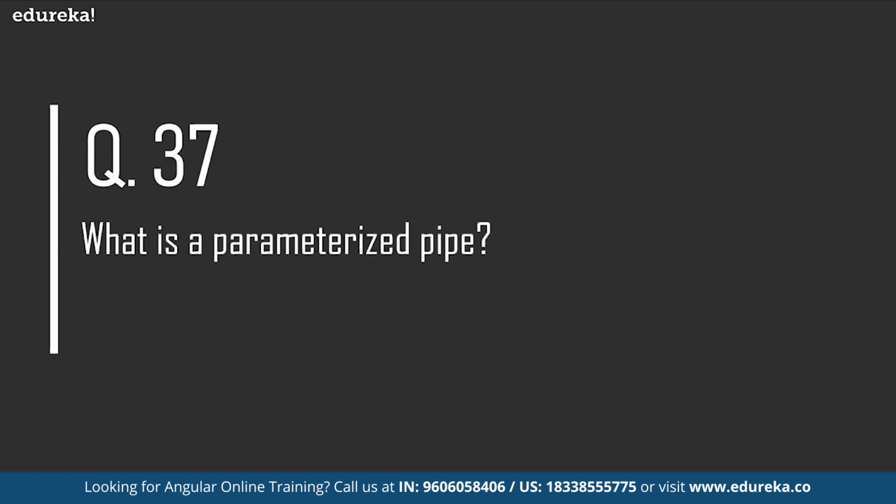Our next question is, what is a parameterized pipe? A pipe can accept any number of optional parameters to fine-tune its output. The parameterized pipe can be created by declaring the pipe name with a colon and then the parameter value. If the pipe accepts multiple parameters, we have to separate the values with colons.